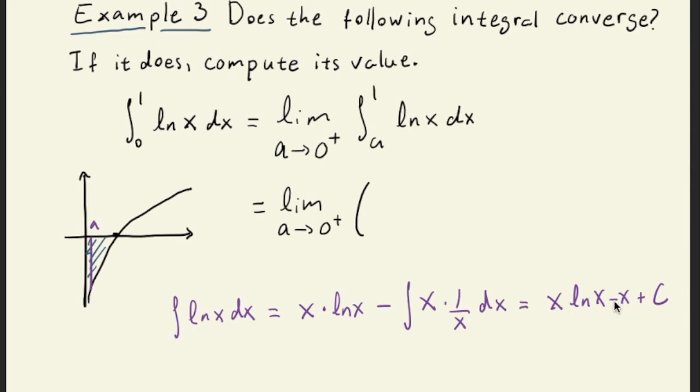And I can even factor here. Will that help? I think so. So I'll write it as x times ln x minus 1, right? I'm factoring out the x here. Plug in x equals 1, plug in x equals a.